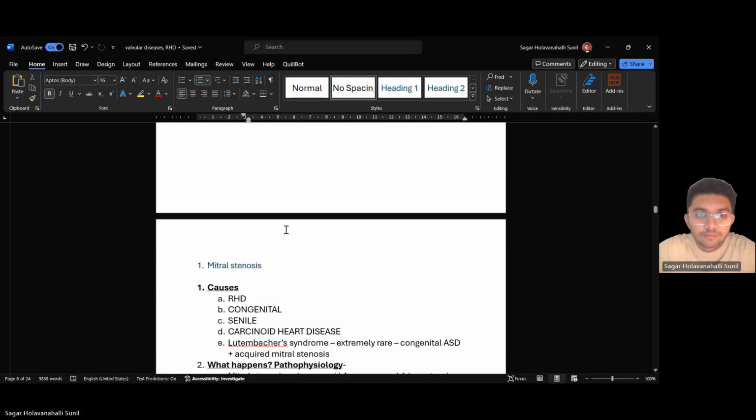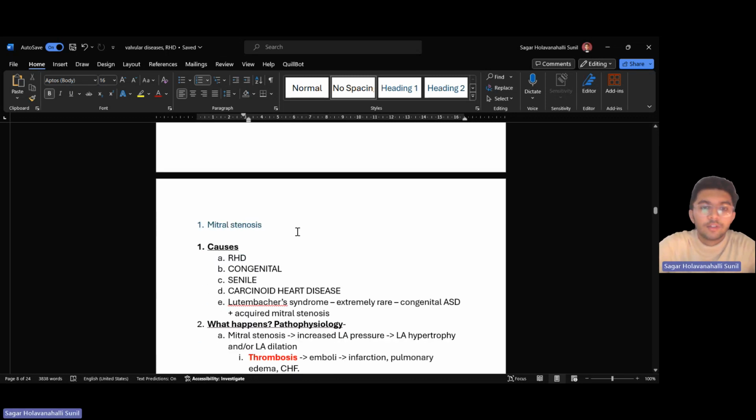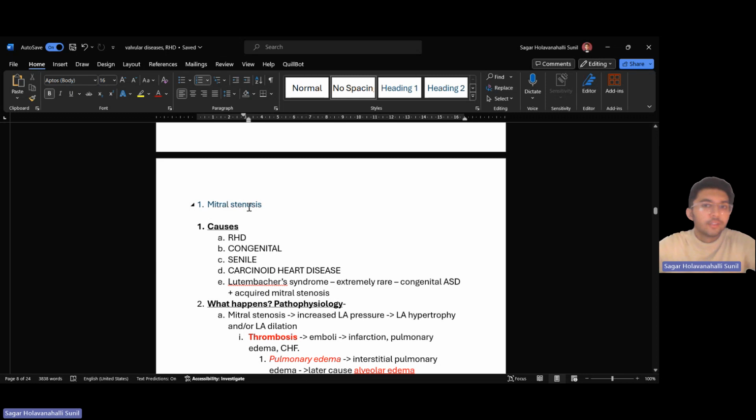Right, so now let's get to the main part of this answer. So we have mitral stenosis and insufficiency. Let's start with mitral stenosis.